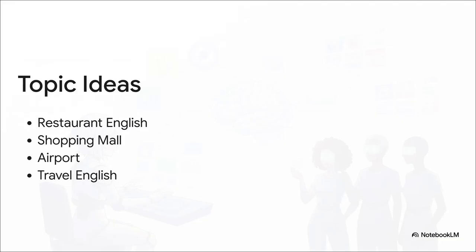So once you've secured that universal prompt, all you need are the actual topics. You can literally just ask ChatGPT to fire off a list of highly relatable ideas. We're talking things like restaurant English, going to the shopping mall, or navigating an airport. For this explainer, let's select that last one.